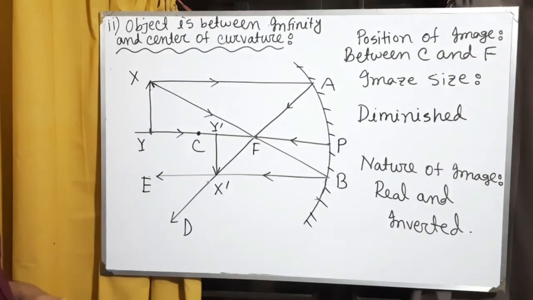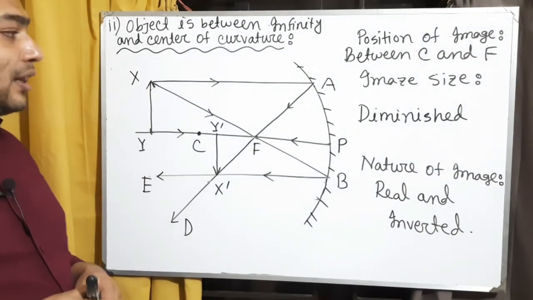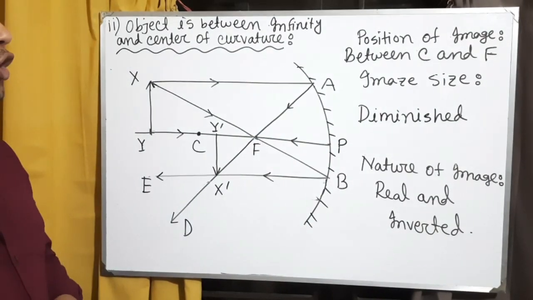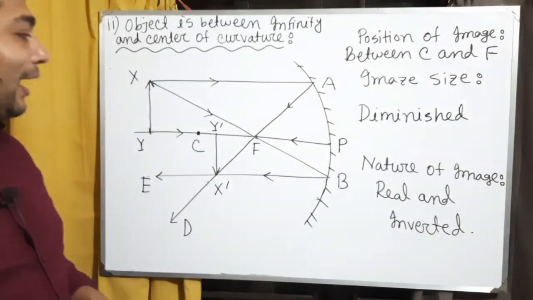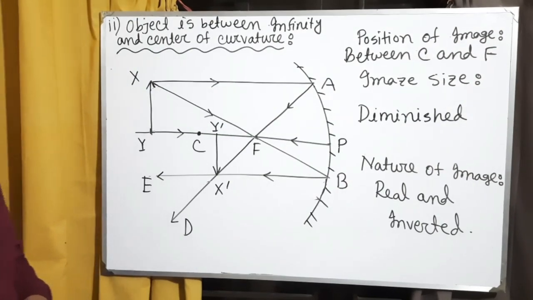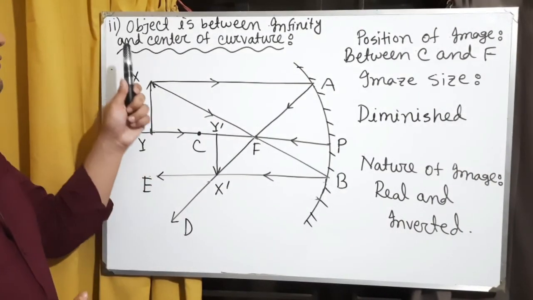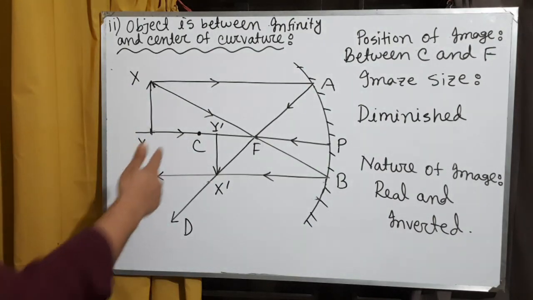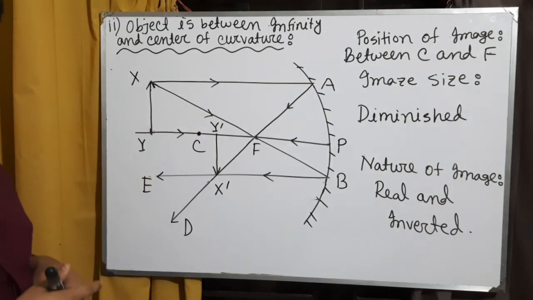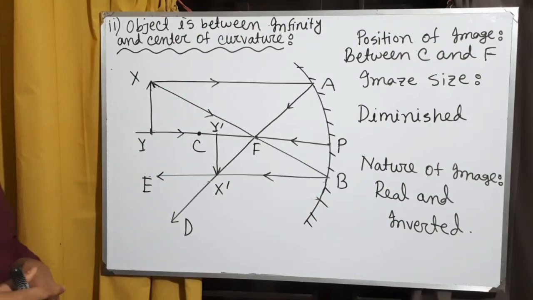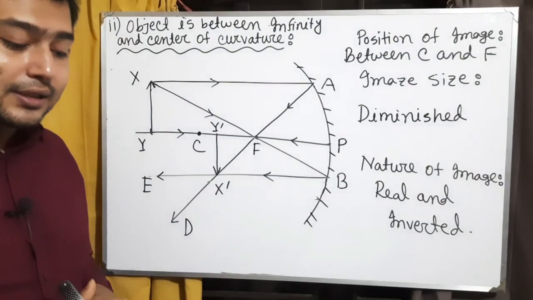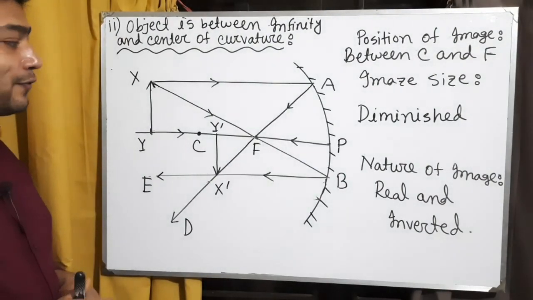Here let us assume APB is a concave mirror, and XY is the object placed between infinity, here is infinity, and this point is center of curvature. So it is between infinity and center of curvature, or we can say the object is placed outside the center of curvature.